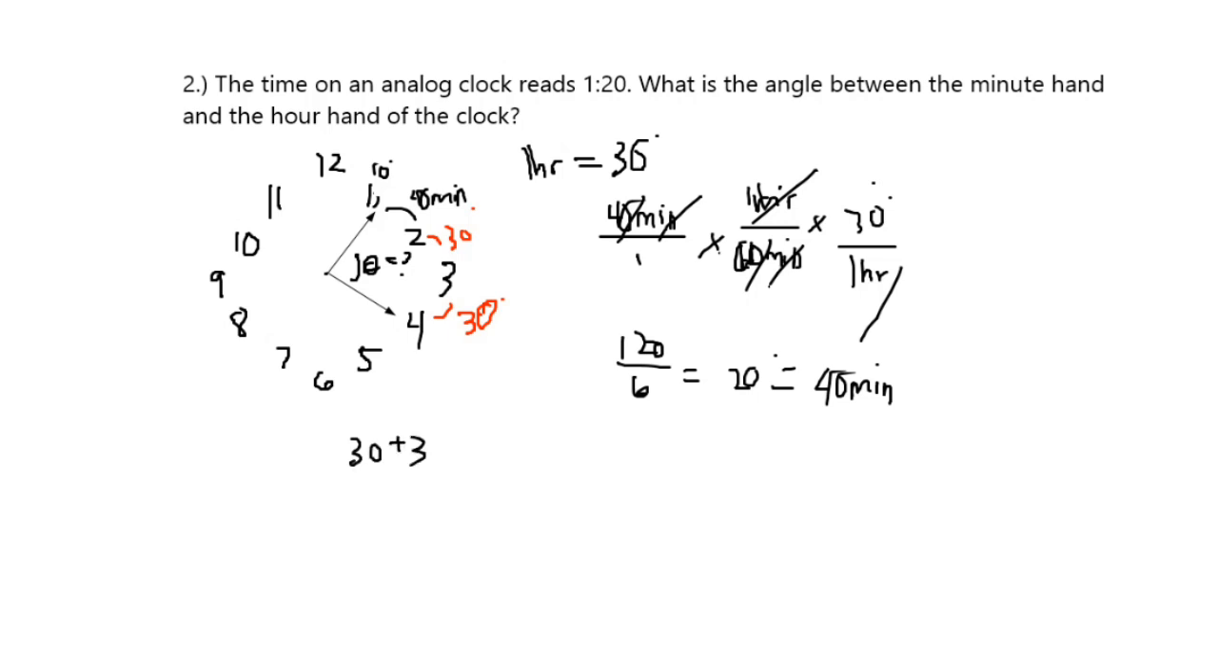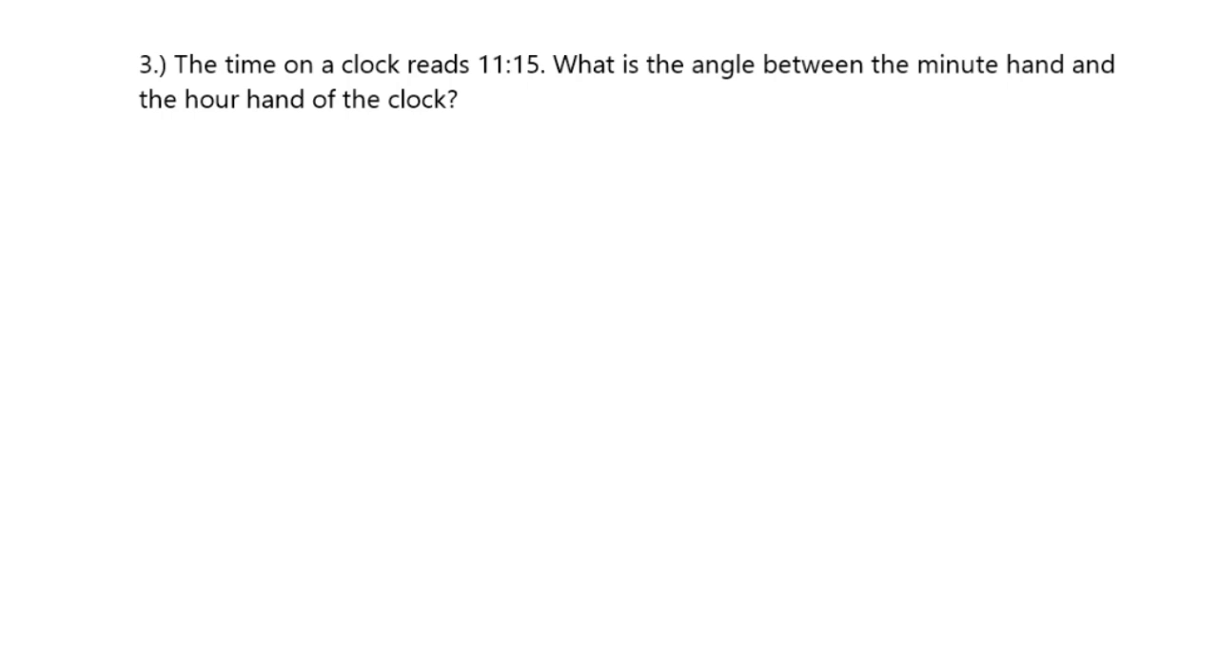So that means we're just going to add 30 plus 30 plus that 20 degrees. So we can get the answer. So 30 plus 30 is 60 plus 20 is 80. So that's it. Now let's move on to our last problem that I have made. So the time on the clock reads 11:15. What is the angle between the minute hand and the hour hand of the clock?